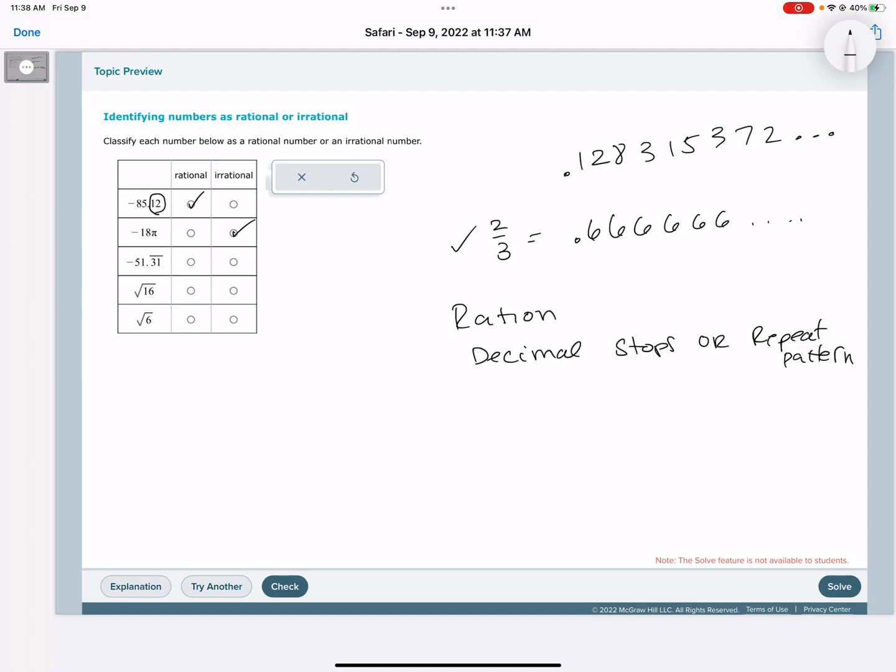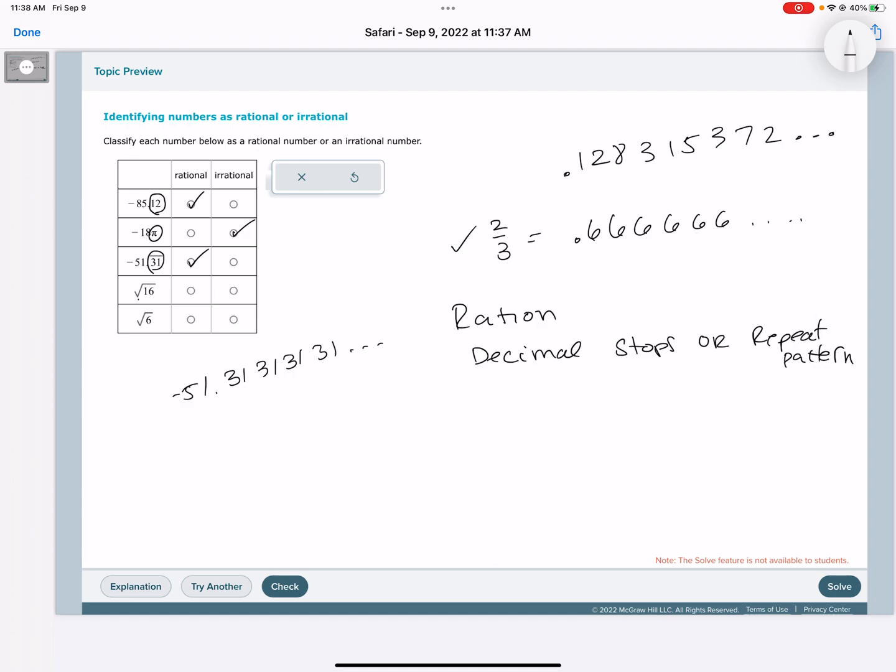Pi is irrational. Pi is always irrational. It's 3.1415789 something, I don't know. And so it is irrational because it has no repeating pattern and it never stops. This one here repeats. It's -51.3131313131, and it keeps going 3131, so that is rational.